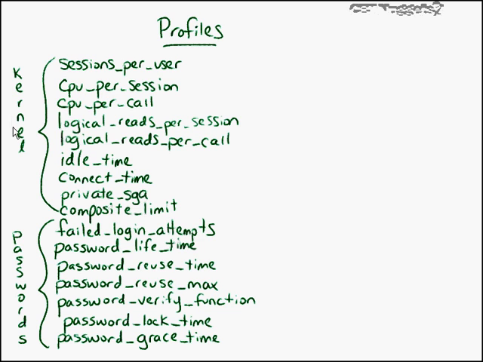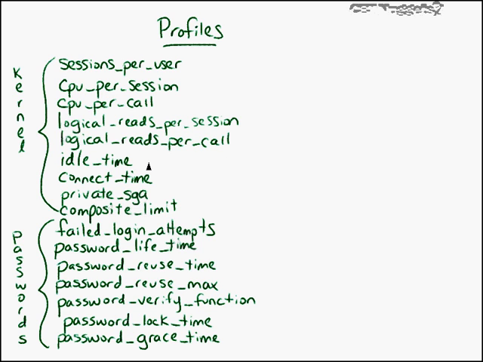Well, we have kernel limitations and we have password limitations. For example, we can specify the number of concurrent sessions per user. We can say how much CPU can be used per session, and that number is going to be in 1/100ths of a second. We can also say how much CPU per call. A call is just a SQL statement. Logical reads per session determine how many blocks a session can read from the database. And then we have logical reads per call or per statement.